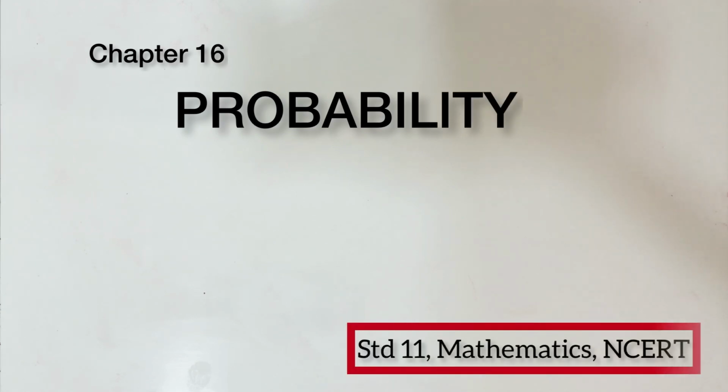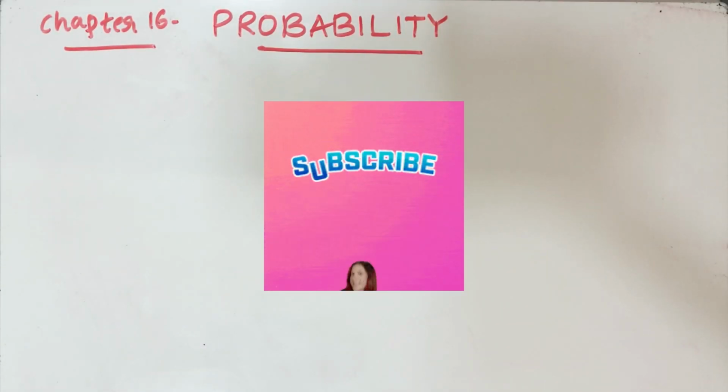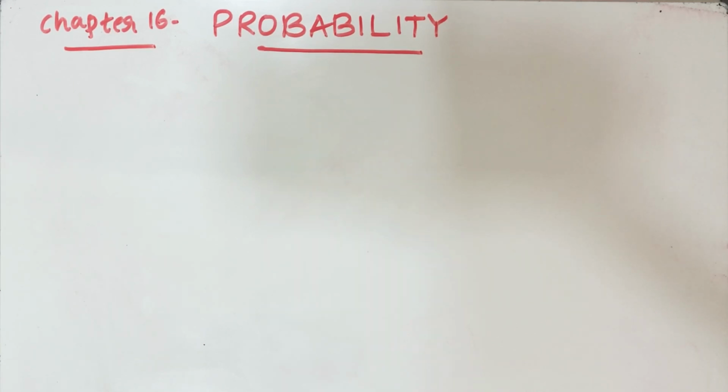Hello, my dear students. Today we will discuss Chapter 16, Probability, of the Standard 11 Mathematics NCERT textbook. What is probability? You have studied probability in your lower classes. Probability is the measure of uncertainty of various phenomena. That is, we are trying to measure numerically the things that we are not sure or certain about. For example, in tossing a coin, we cannot predict whether it will show a head or a tail. We are trying to measure its probability, its chance.